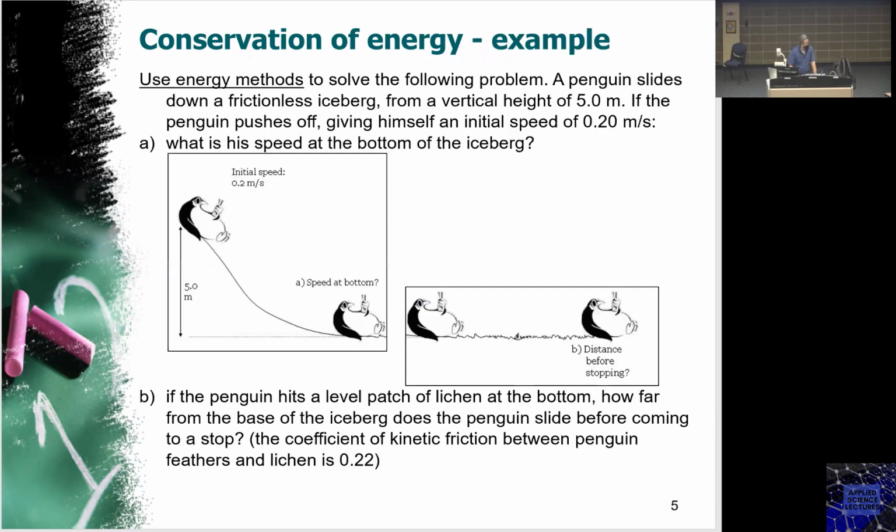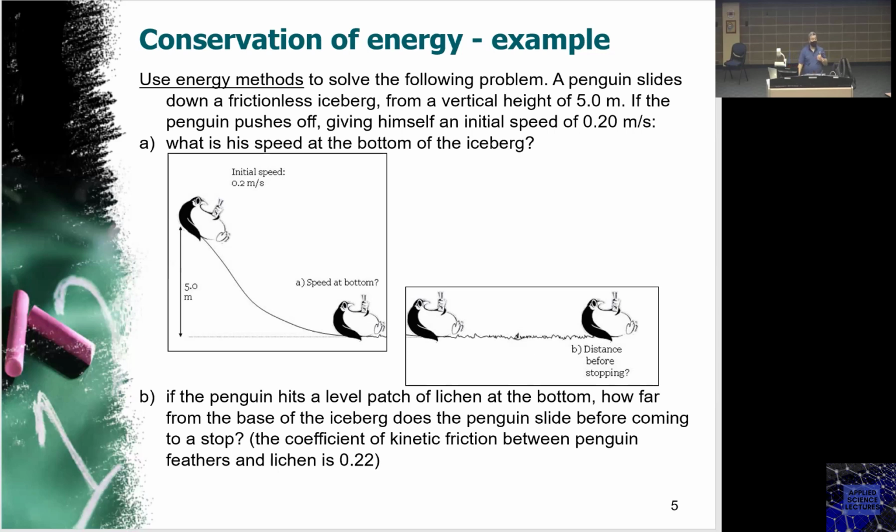Now let's look at this example. In this example, we need to use energy methods to solve the following problem, which is a penguin slides down a frictionless iceberg from a vertical height of 5 meters. If the penguin pushes off, giving himself an initial speed of 0.2 meters per second, what is his speed at the bottom of the iceberg?